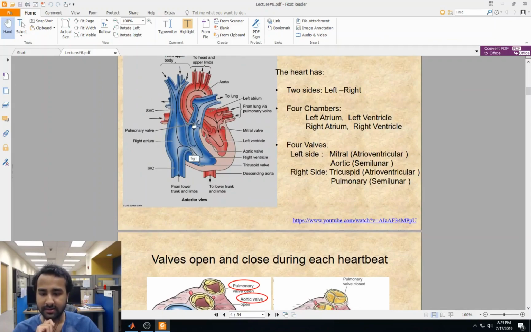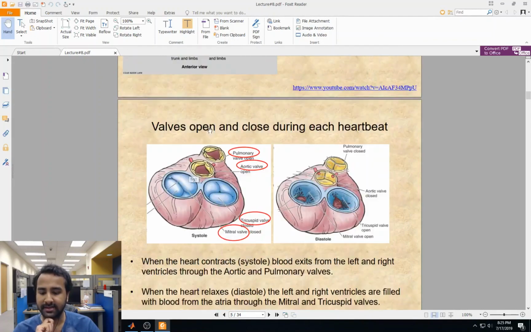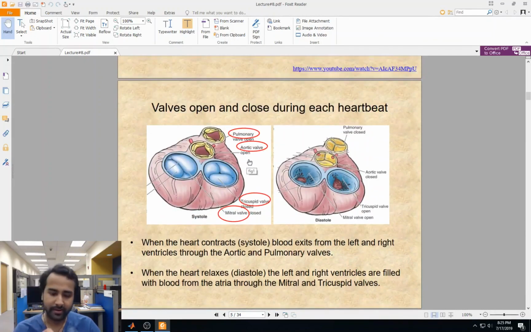So these two valves, the pulmonary and the aortic, are closed, and the tricuspid and the mitral valves are open, and so now the left and right ventricles start filling up with blood, and then these close, and then the pulmonary and aortic valves open, and then blood gets released again. So they always go in fashion, one after the other.